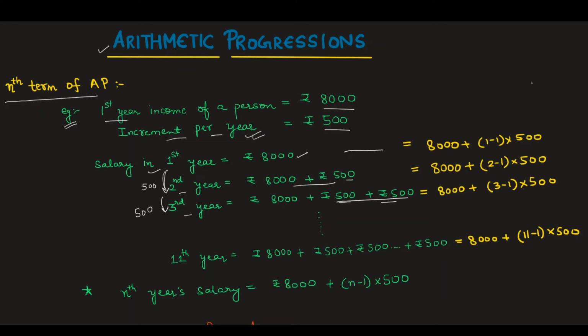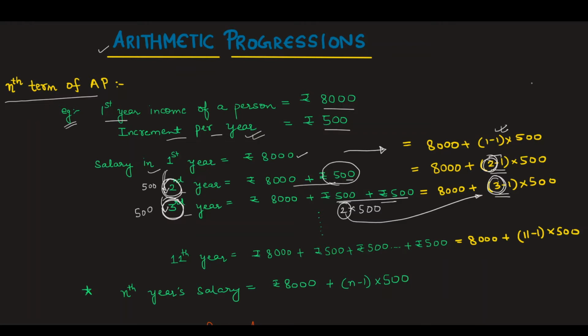Note that we can write this 8,000 in this way and this 8,000 plus 500 in this way. Like we can write this as 2 minus 1, and this is basically 2 into 500, and this 2 I have written in this form 3 minus 1. So just make an analogy that if this is third year, here it is coming 3. This is second year, here it is coming 2.